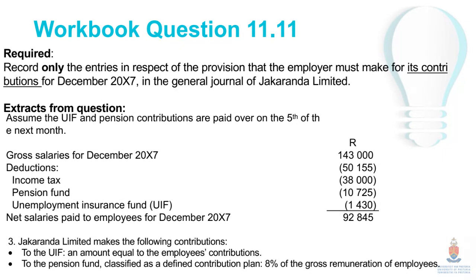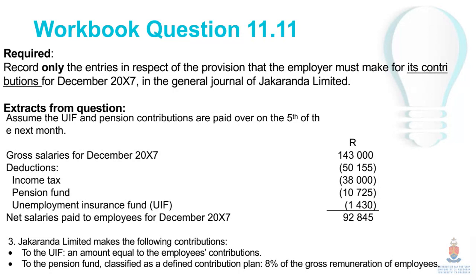What amount are we going to take there? So let's go to the gross salaries for December, and that is going to be 143,000 times 8. Why 8? Because we were told in the question under point 3 that it's 8% of remuneration, right? Times 8, and the amount that we get is 11,440. Everyone got that on the calculators? 11,440. So that is the amount that we are going to record.